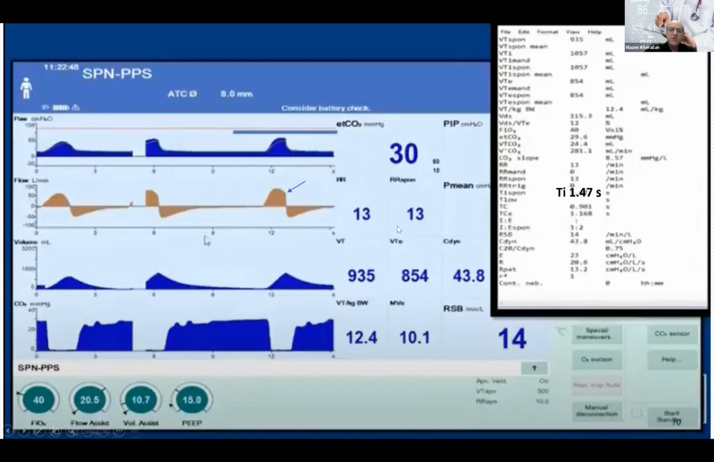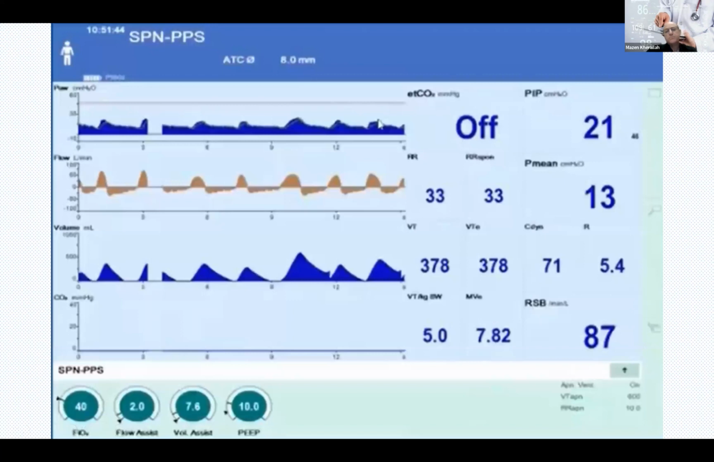However, if you take a look at the volume, it's 935. And if you take a look at the rapid shallow breathing index, it is 14. So that indicates that we're giving the patient too much volume assist, and you need to go down on the volume assist for the patient. To decrease the volume for him, increase the rapid shallow breathing index a bit.